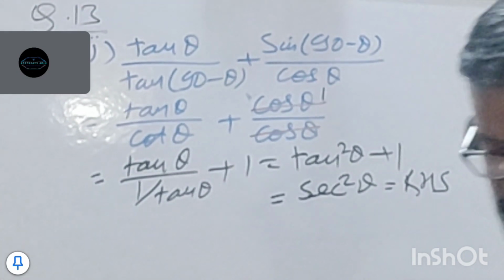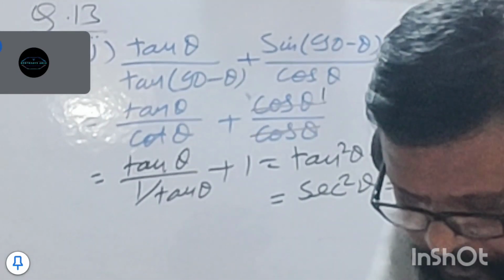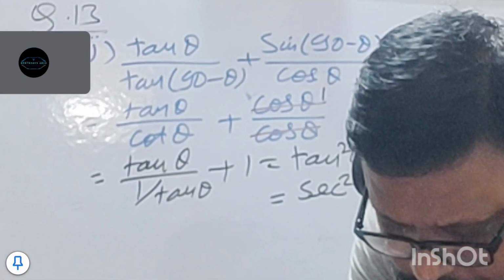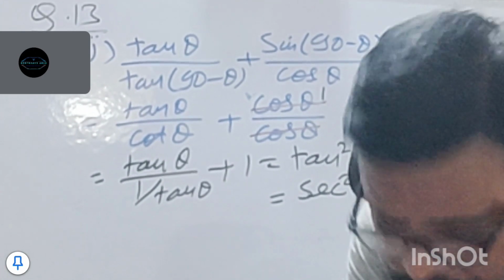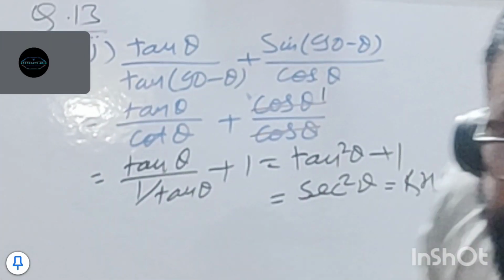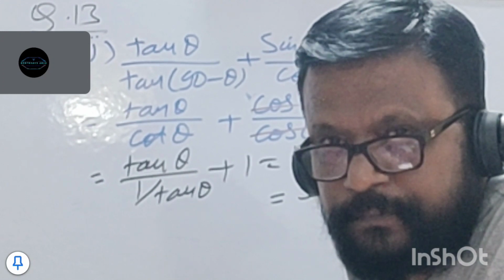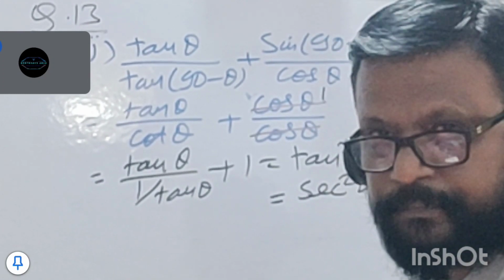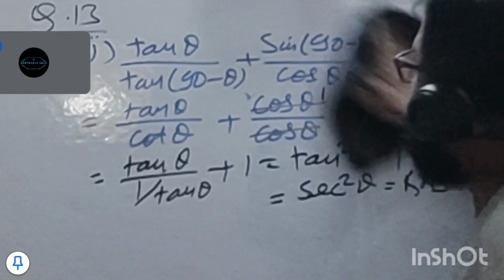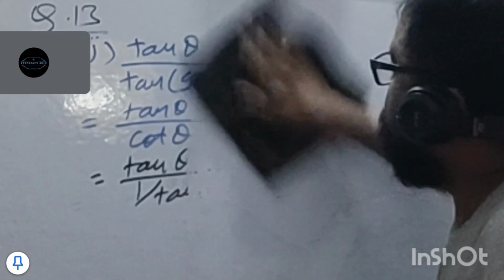So this was the third part of question number 13. Tan theta upon tan 90 minus theta plus sine 90 minus theta upon cos theta, tan theta upon cot theta plus cos theta upon cos theta, cos theta cancelled off, so we get this. At last we get tan square theta plus 1 is equal to sec square theta. This was question number 13.